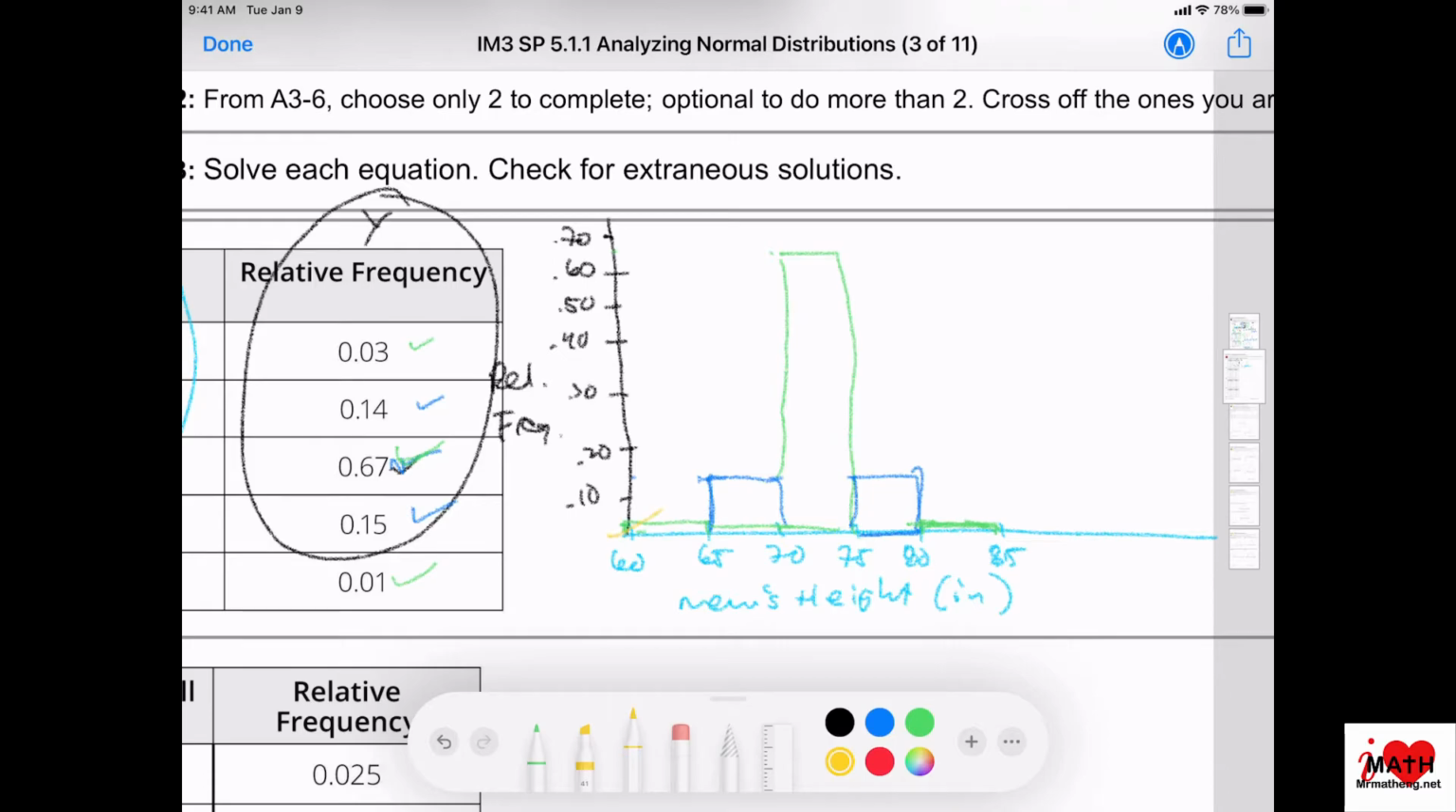What does our graph look like? I think it looks normal. Why do I think this problem looks normal? It's bell-shaped. And you can cut it in half, right? Symmetrical.